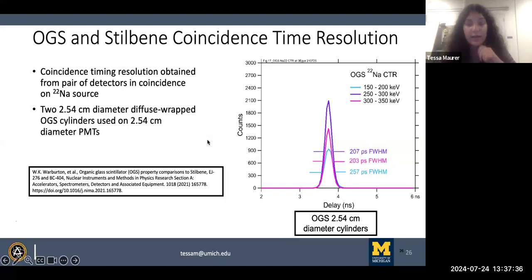And so this is an example taken from Warburton, who studied OGS inch diameter cylinders, and they performed really well. I mean, this is a competitive resolution that he's quoting here, 200-ish picoseconds for a sodium-22 source. Coincidence timing resolution is quite good.